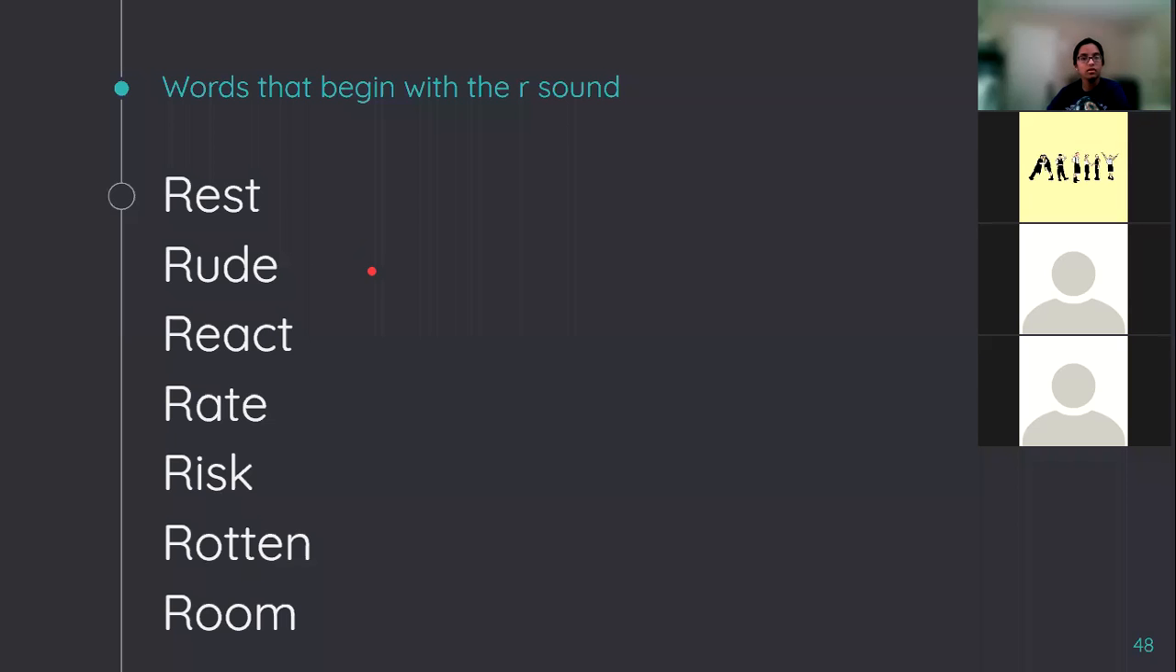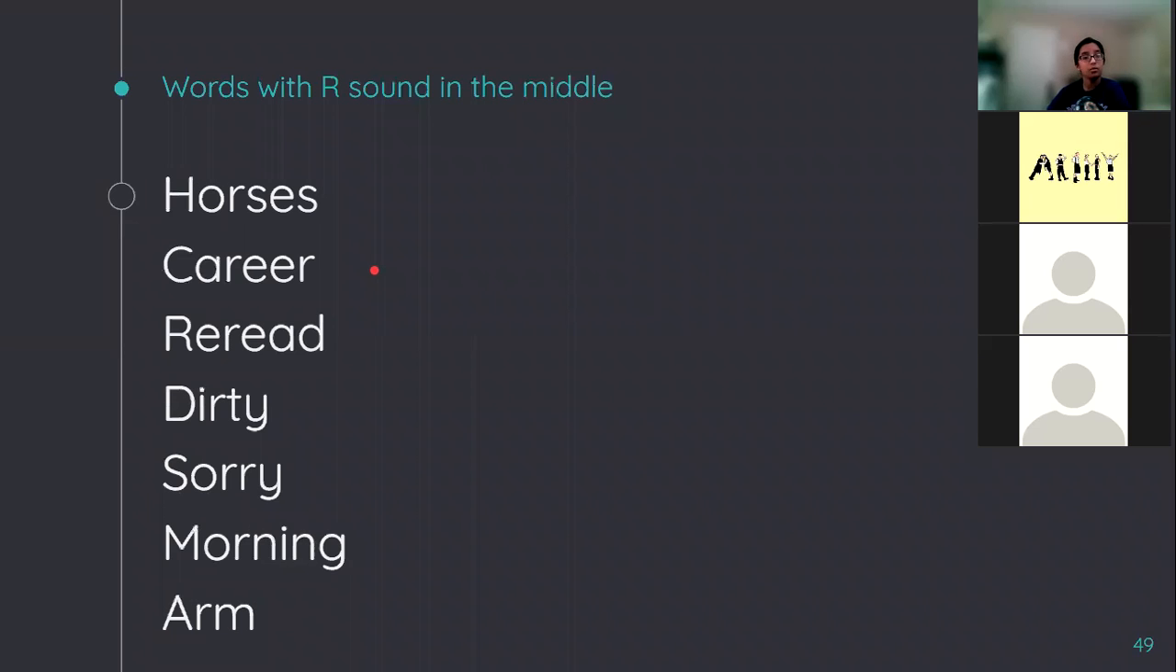The next one is when R is in the middle. When R is in the middle, you would say horses. Horses. Can you guys say that? Horses. Horse. Yes. Perfect.